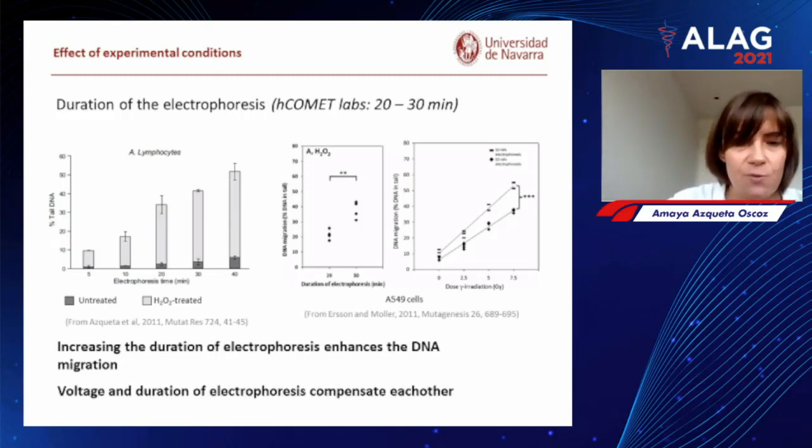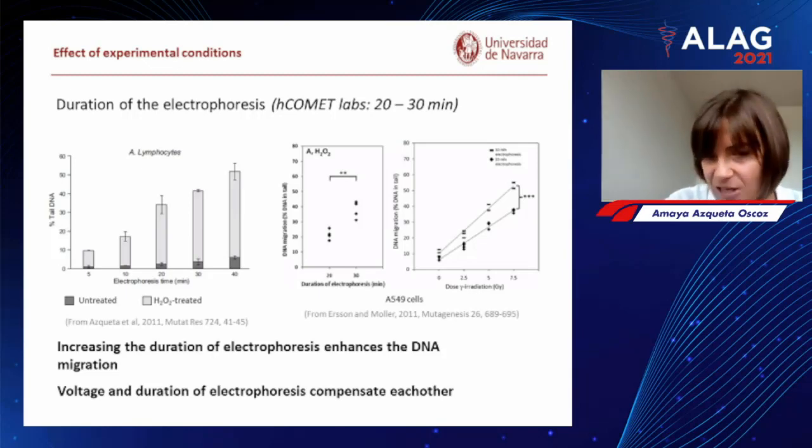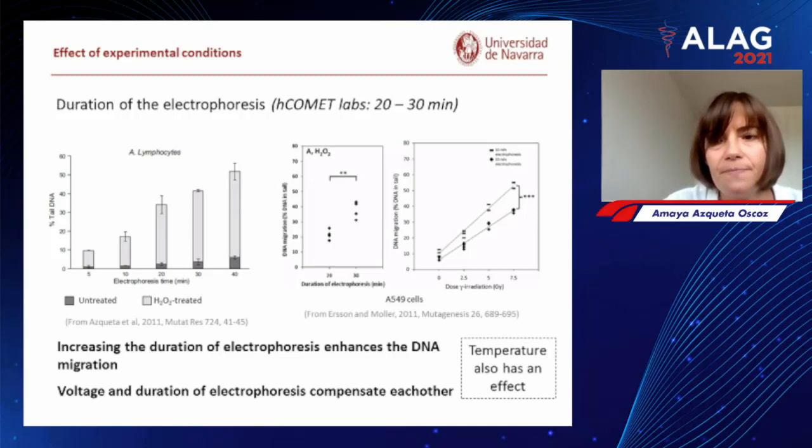So increasing the duration of electrophoresis enhanced the DNA migration. And actually, voltage and duration of electrophoresis compensate each other. So within a range of values, of conditions, a strong but short electrophoresis can give the same results as a soft but long electrophoresis. And here the temperature also has an effect, the same as in the alkaline treatment. Normally the electrophoresis is done at 4 degrees, but some people use 10 degrees or even room temperature.